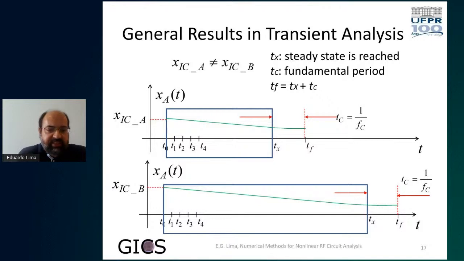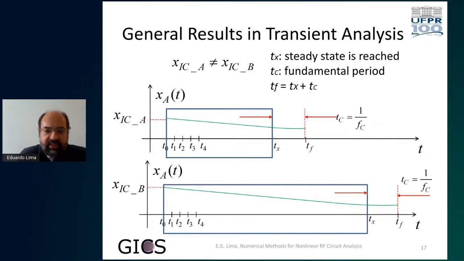Large signal analysis does not care about the transient response. In other words, large signal analysis does not use any simulation data provided by the transient analysis between the initial simulation time T0 up to the time Tx in which the steady state is reached. In other words, most of the data simulated by transient analysis are useless for large signal analysis.